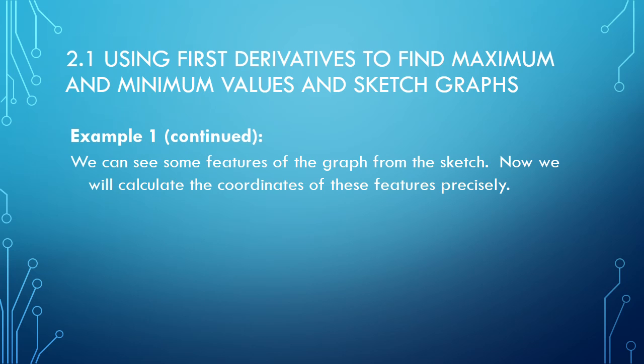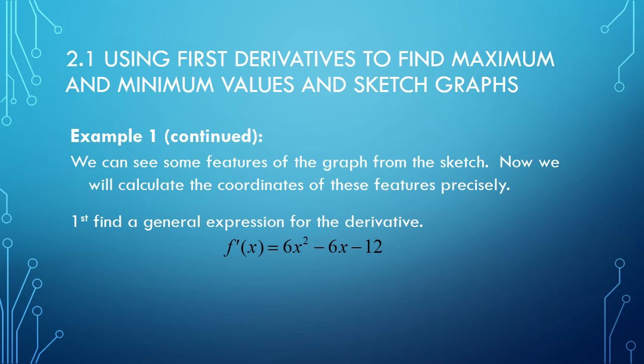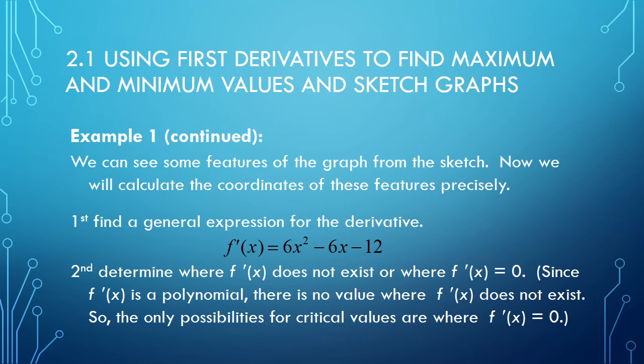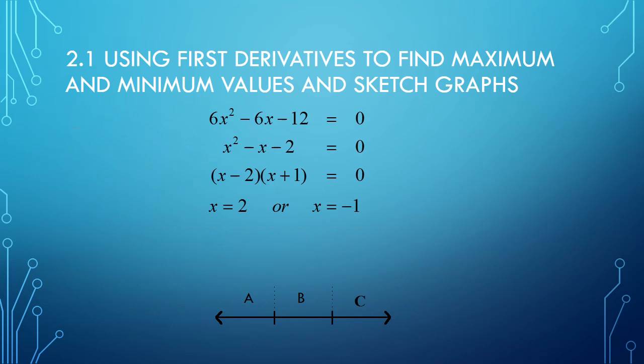We could see some of the features of the graph from the sketch, but if you're trying to do it that way, unless you just get lucky, you may not hit the actual turning points. So we're going to do it using calculus now. We're going to find a general expression for the first derivative, which is 6x squared minus 6x minus 12, and we're going to figure out where this equals 0, or where it doesn't exist. Now this is a polynomial, so it's continuous, it's going to exist. So the does not exist part is not really an issue here.